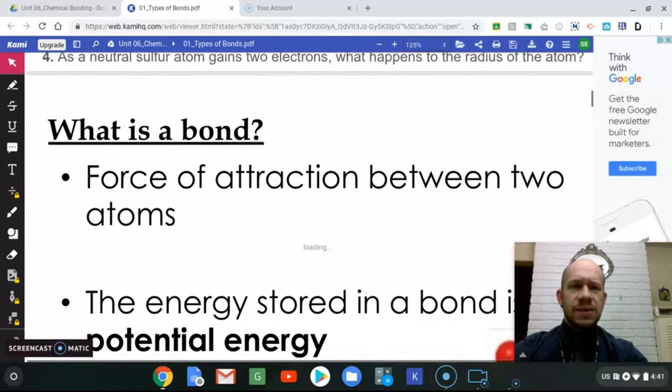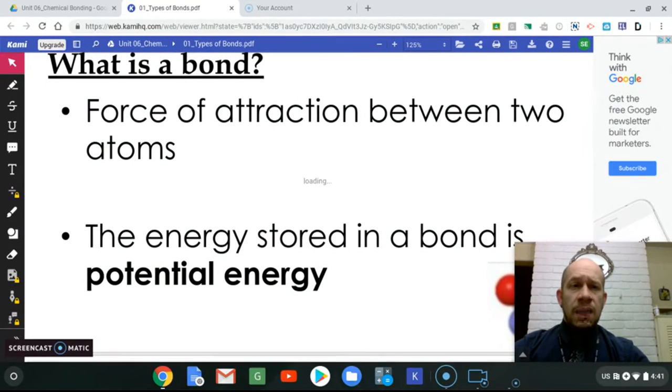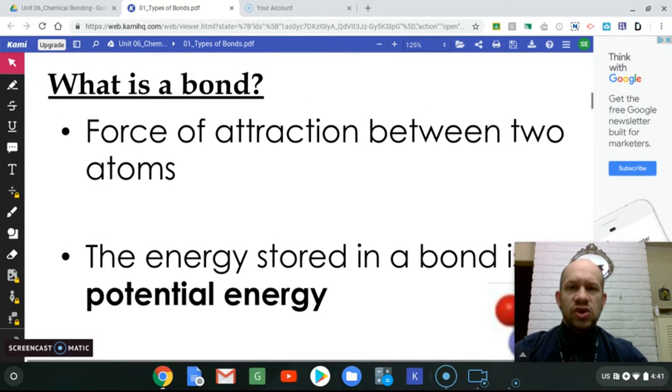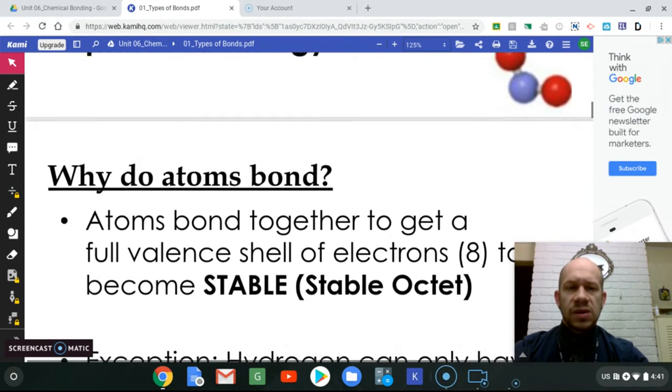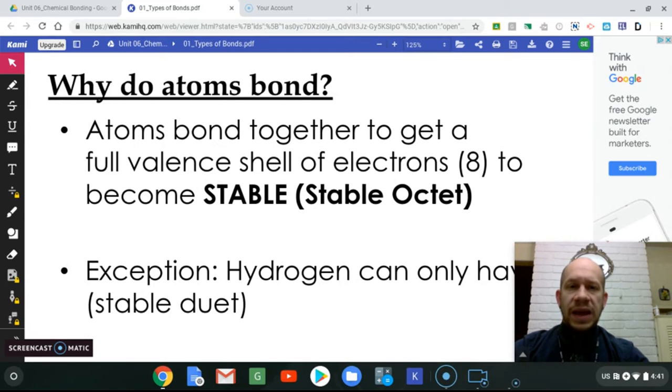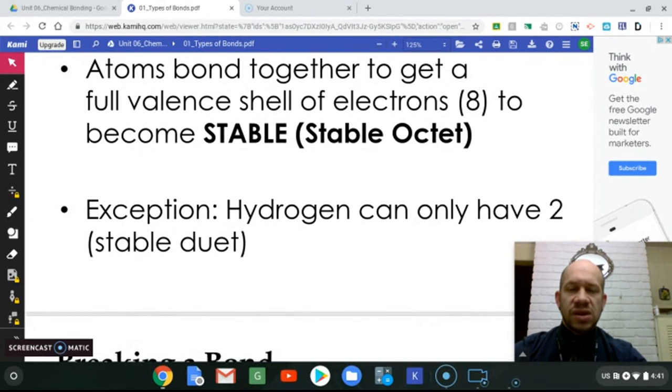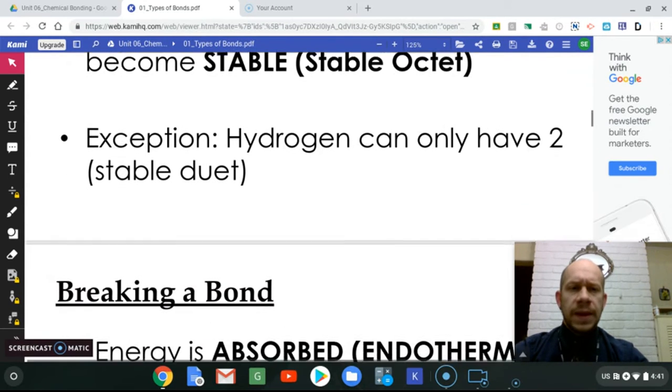So, what is a bond? A bond is defined as the force of attraction between two atoms. The energy stored in a bond is called the potential energy. So, why do atoms bond? Atoms bond together to get a full valence shell of electrons to become stable. This is our stable octet. The exception is hydrogen can only have two, which would make a stable duet. And the same goes for helium. Helium is two as well.